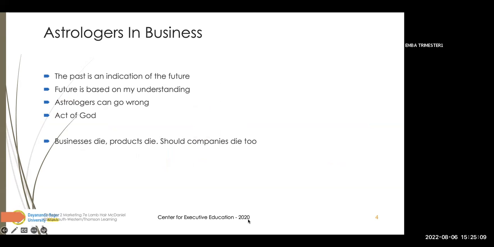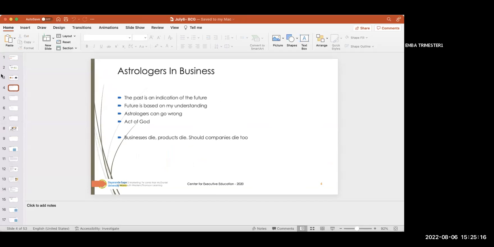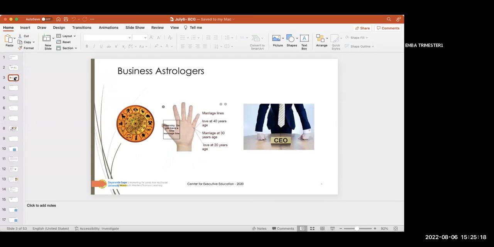Oh, the problem with this, I'll have to go into this mode because it jumps for some strange reason. But I think you guys can see it, right? Not too much. So, but who are business astrologers?